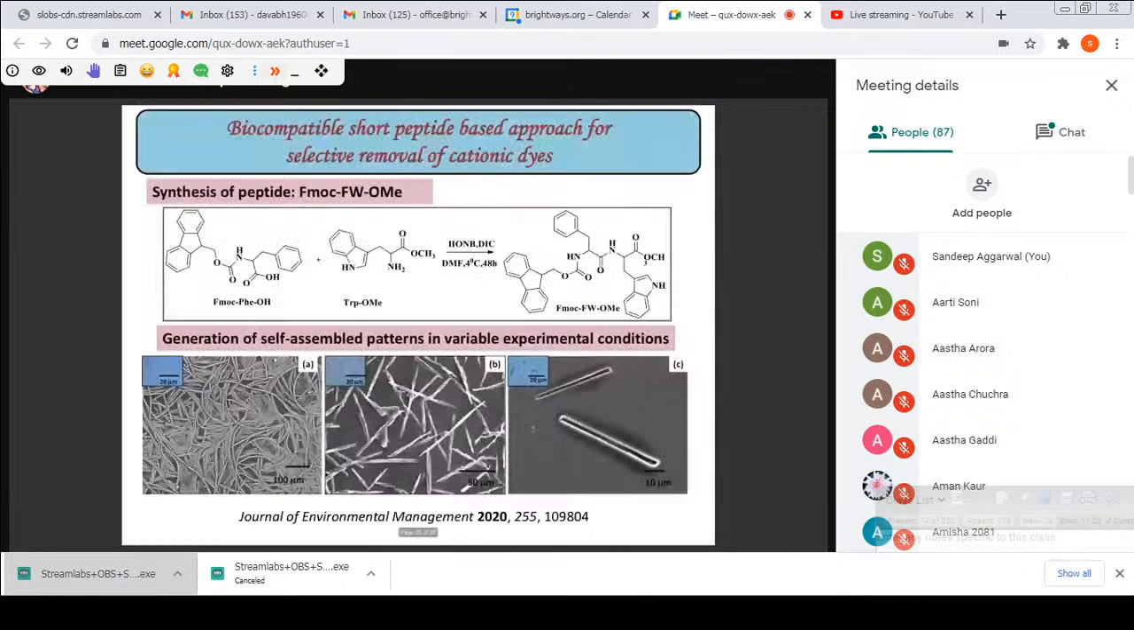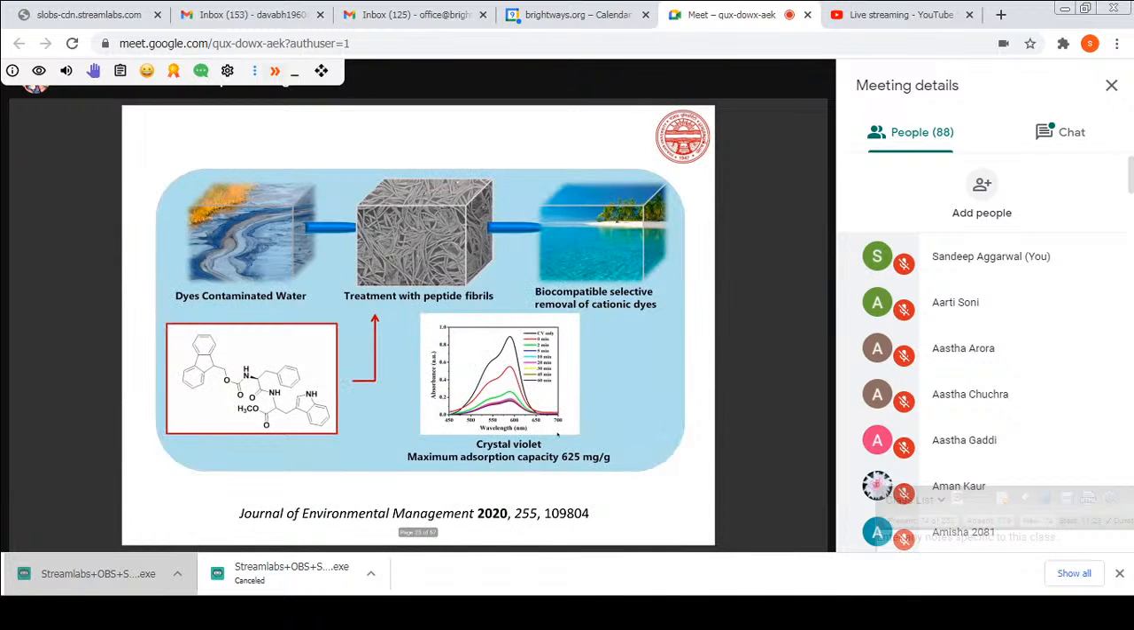So with this, I'll now move to another type of application in which we have tried to remove some dyes. For example, this is one of the small dipeptides that we have synthesized in the lab, and then self-assembled. We found that these dipeptides form a lot of different types of structures. For example, some form this floral structure, some form these needles, and these needles are quite stable. These are characterized using scanning electron microscopy, or SEM, and some of them have also been characterized using transmission electron microscopy.